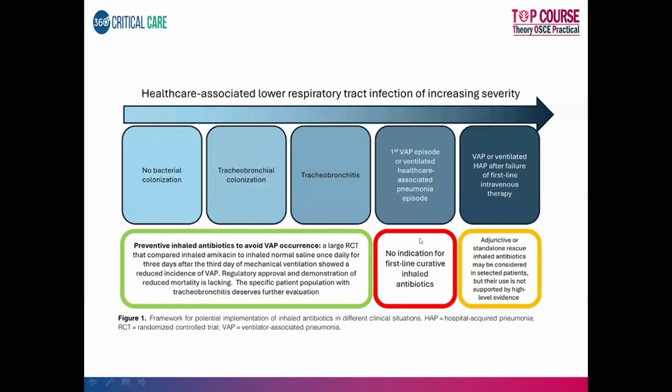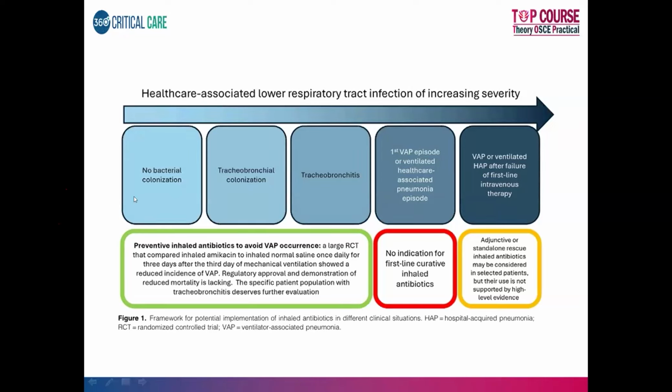So this is another way of representing the indications. Healthcare associated lower respiratory tract infection. What we have discussed was about VAP. Now what about any healthcare associated lower respiratory tract infection? So how does it progress? First, no bacterial colonization, then tracheobronchial colonization, tracheobronchitis, then VAP, that is the first episode of VAP, and failure of the first line of IV therapy.